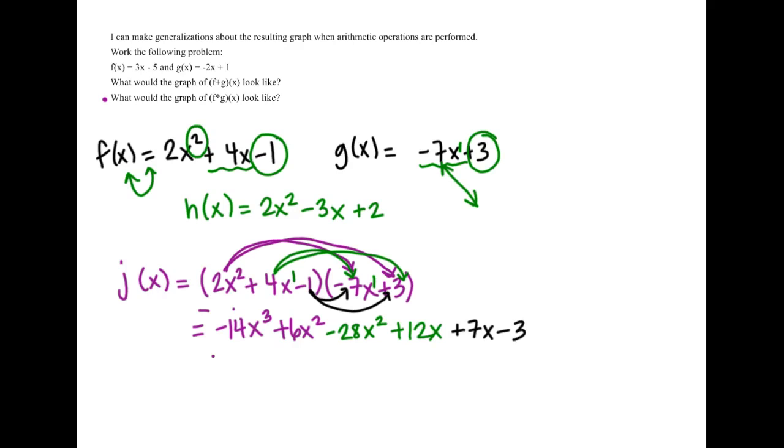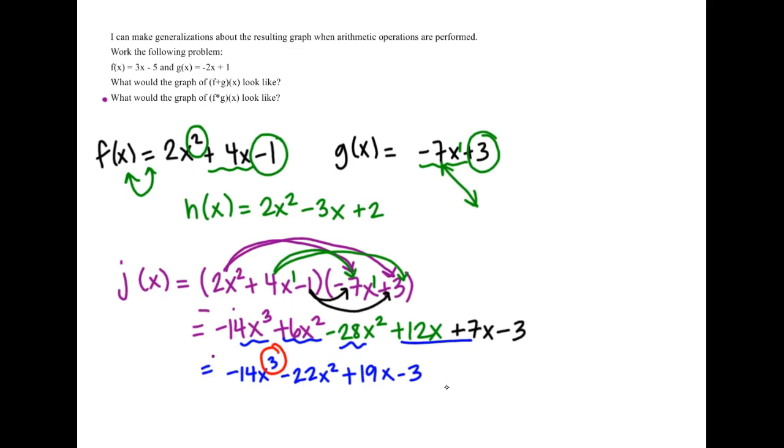All right, so I can go ahead and combine my like terms. I see that I have an x cubed, and that's the only one, so I'm going to write that down. I see I have x squared here and an x squared here, so I'm going to put those two together. So 6 and -28 is -22x squared. Then I've got my x's that I'll put together, and that makes 19 of those, and then the 3 is by itself. Notice I have moved from a square function, a quadratic, to a cubic function.